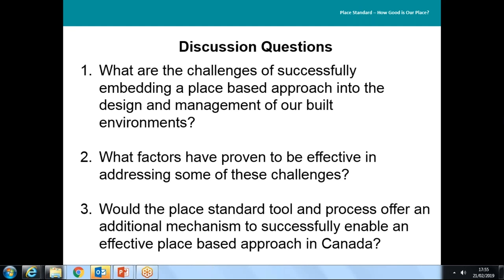Does anybody in the audience have experience implementing or working on a place-based approach in your communities, engaging your community members, figuring out what they need and incorporating those needs and requests into your city plans or into decisions you make for your communities?